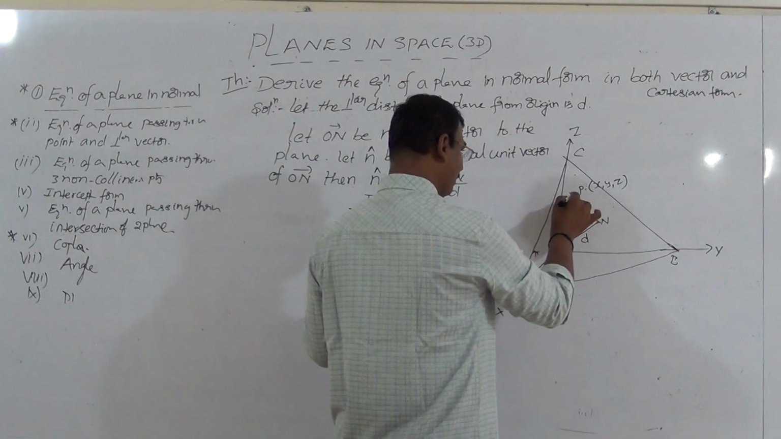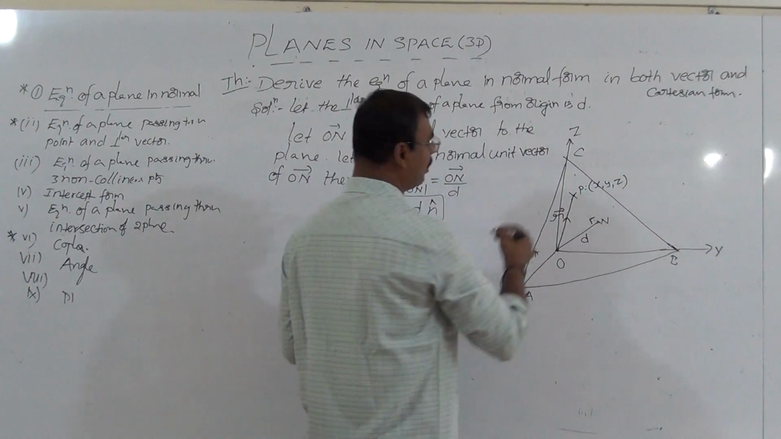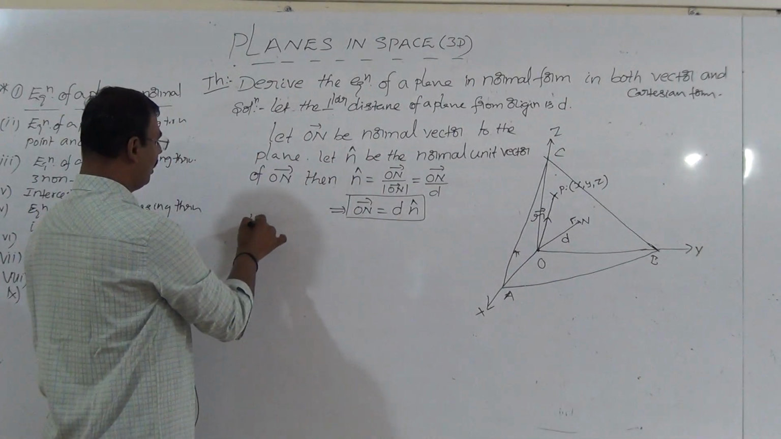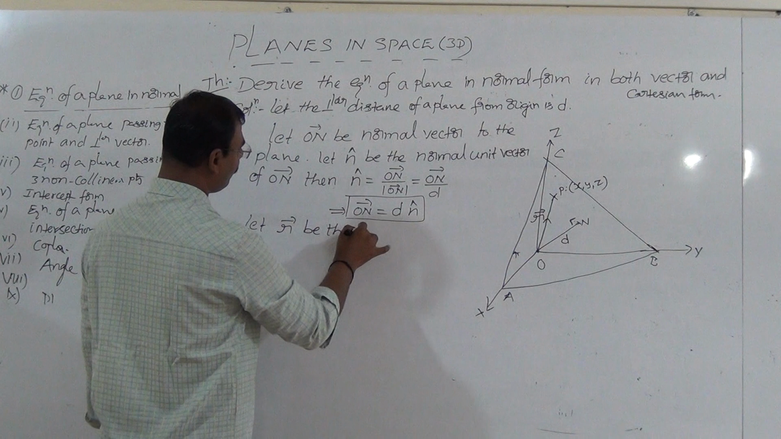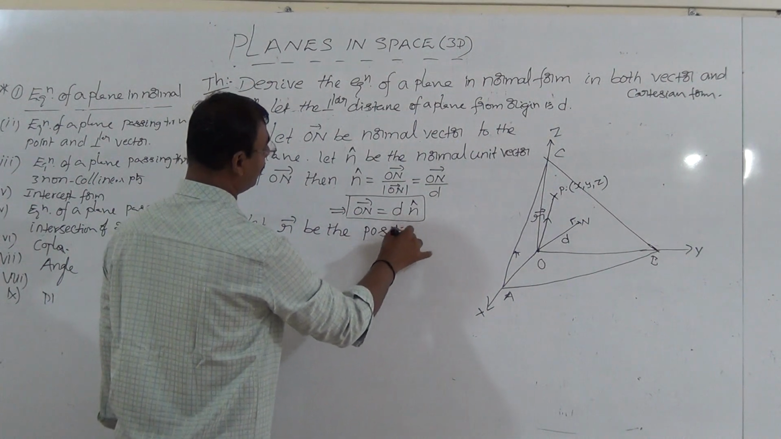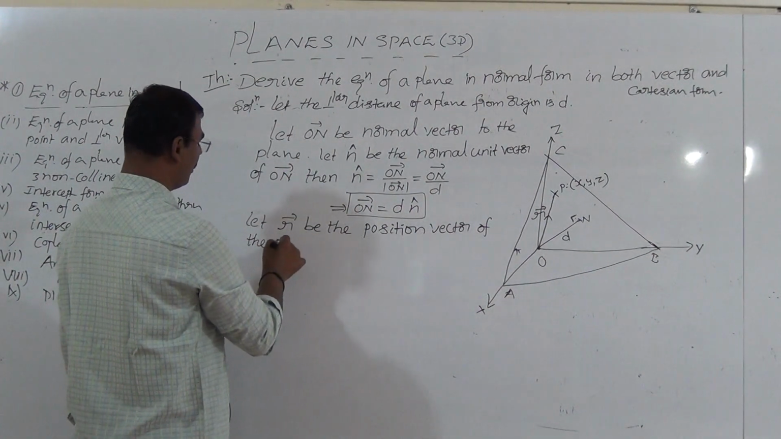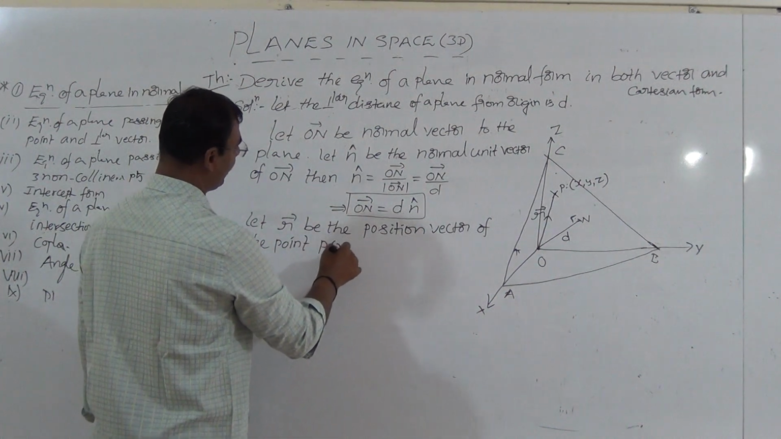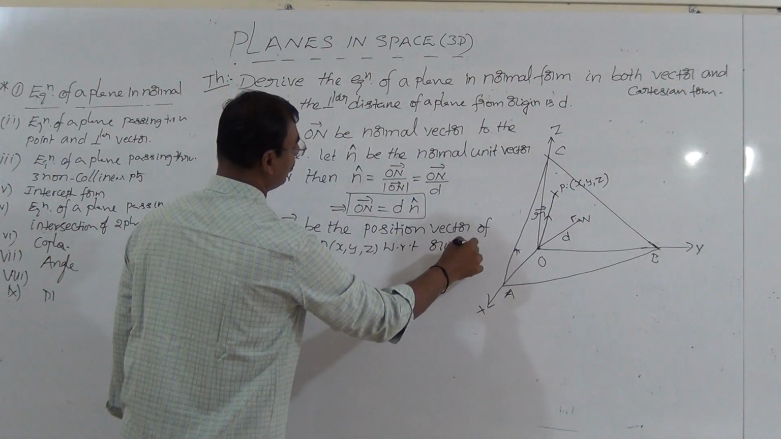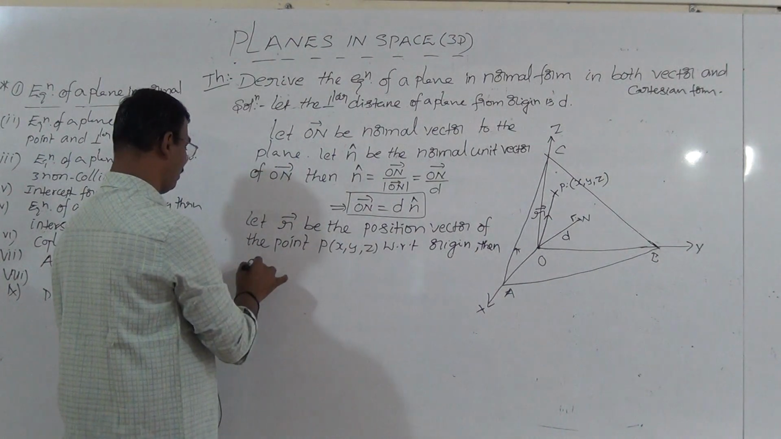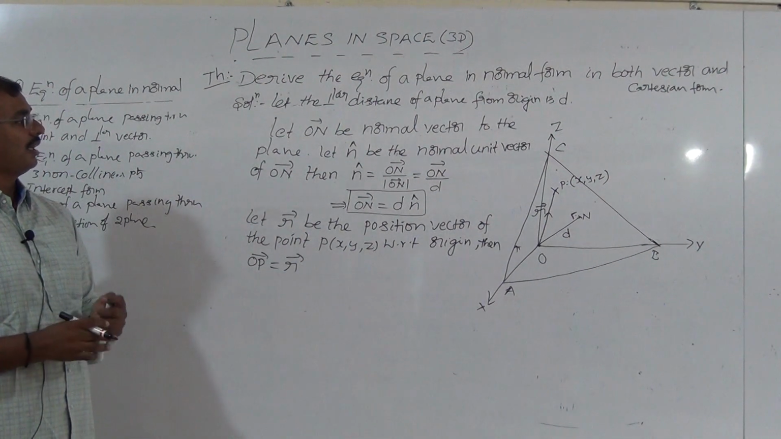Now join OP. If I join OP, we get the OP vector. Let the OP vector be equal to R bar. This is only the description part. R bar is the position vector of the point P (x, y, z) with respect to the origin. Then the OP vector is equal to R bar. So these are the things we take on the plane.